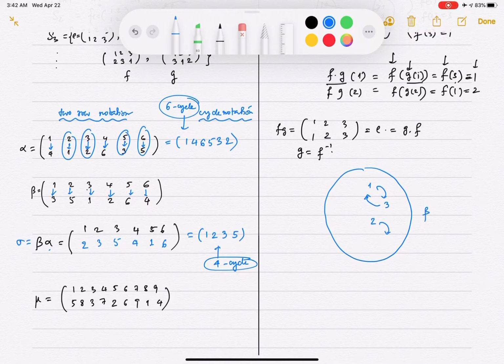So this is a picture of beta. 5, and then 5 goes to 6. And then 6 goes to 4. And then 4 goes back to 2. So it's not a cycle, but it's really composed out of 2 cycles.